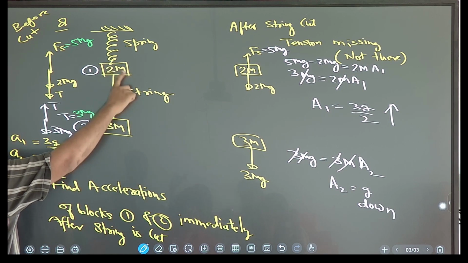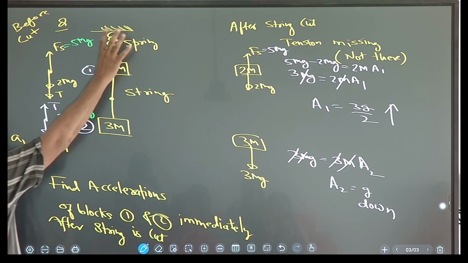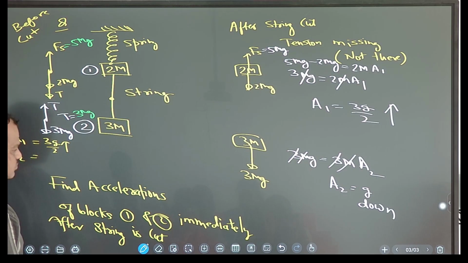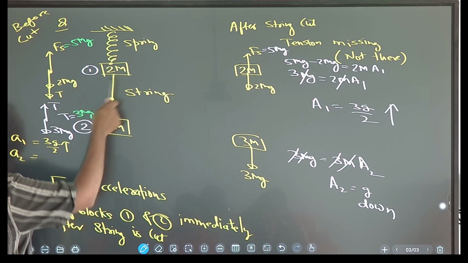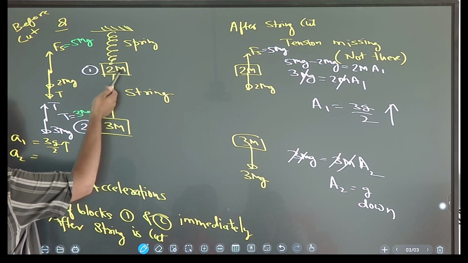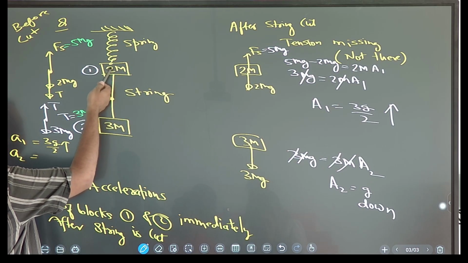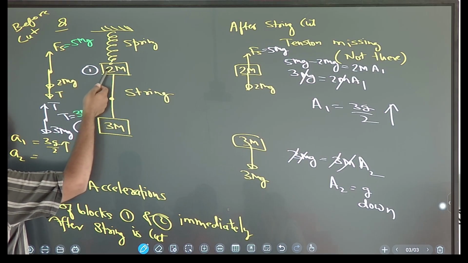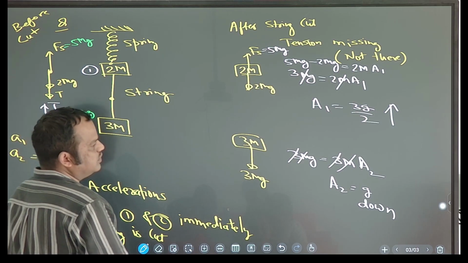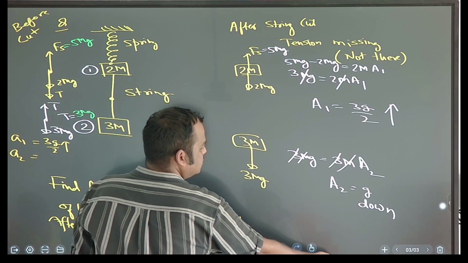Okay, next question. String here, spring here. Next question, you draw string spring. So I will change the masses also. m here, 3m. Okay. So next question you write down.